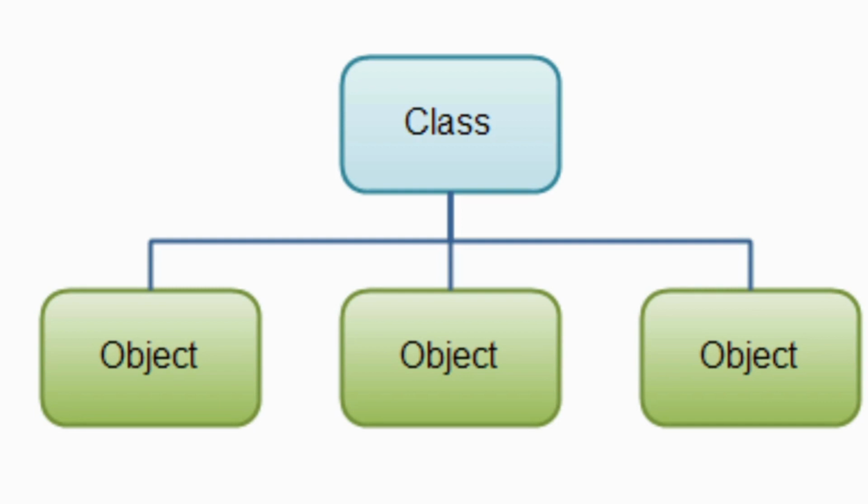Now let me relate this with a real-time example. Let's say we have a class called vehicles. Vehicles will be the class, and the various objects which come under vehicles are car, bike and truck. Now the car has different characteristics and behavior, and the bike has different characteristics and behavior, and also the truck has different characteristics and behavior, right? But these three come under the same class called vehicles.